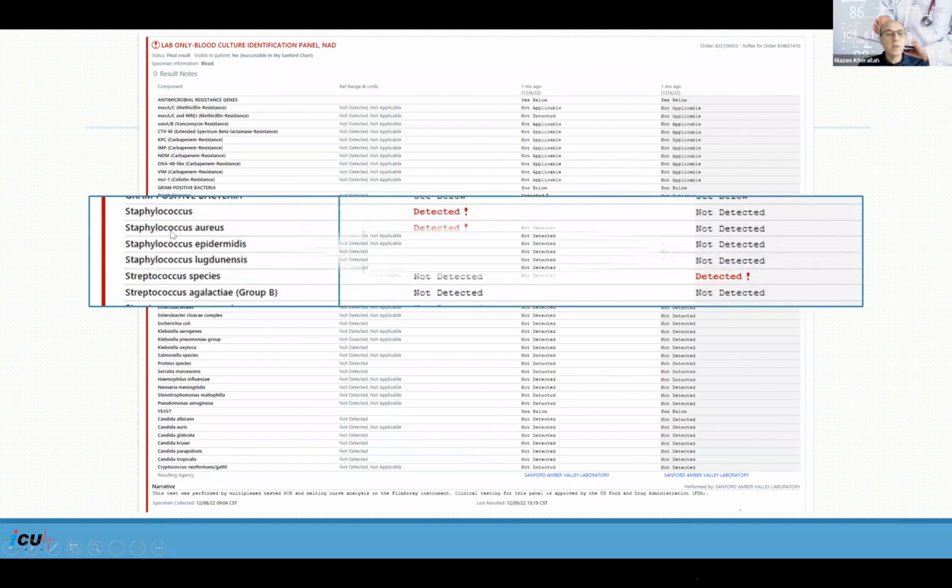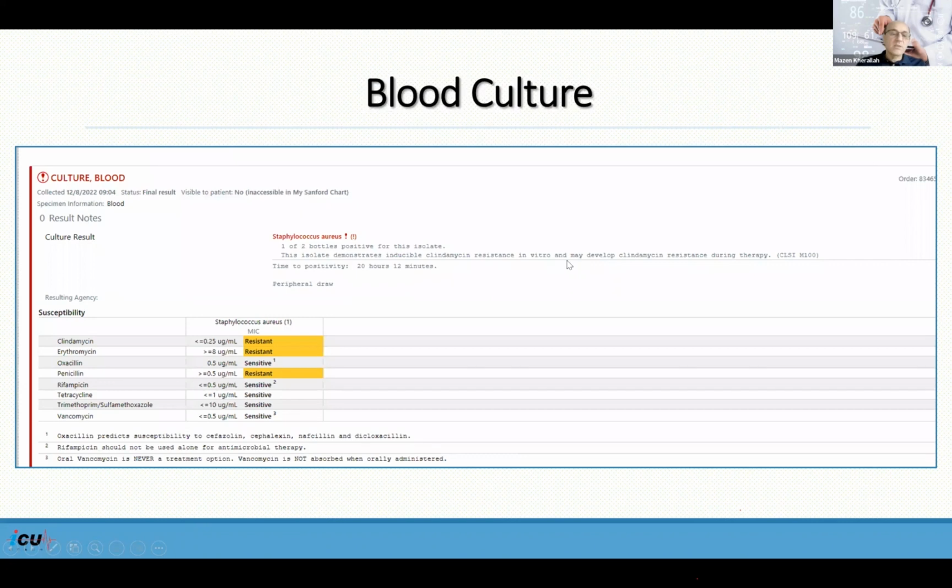You can see here how the Staphylococcus was detected, and it is Staphylococcus aureus, and the mecA was negative. And this is the final cultures on the patient. This is Staphylococcus. It was actually persistent cultures, Staphylococcus aureus. And as you see here, it was oxacillin sensitive, meaning that the organism is MSSA.